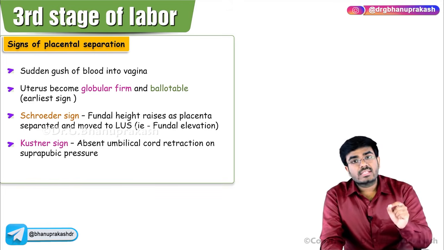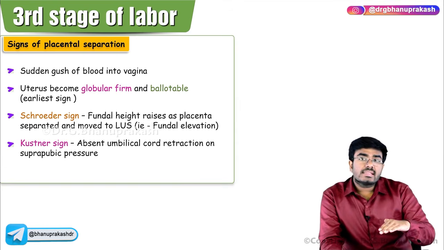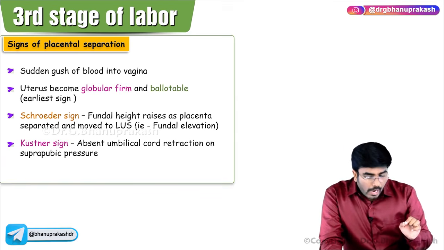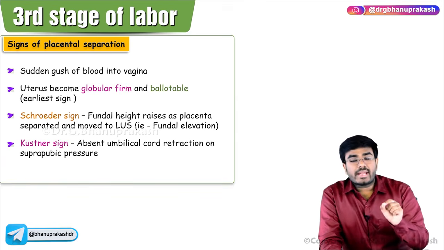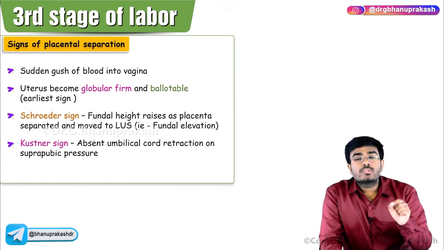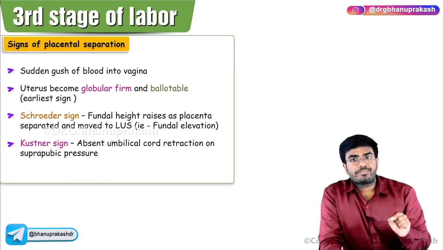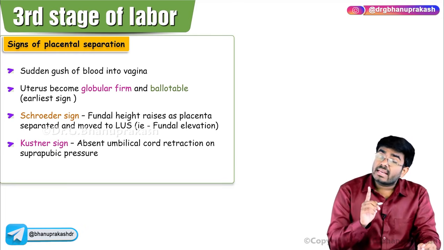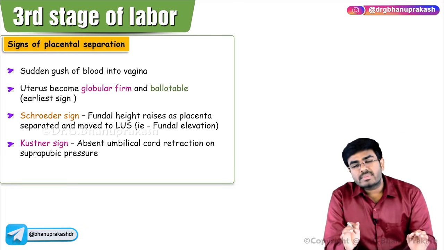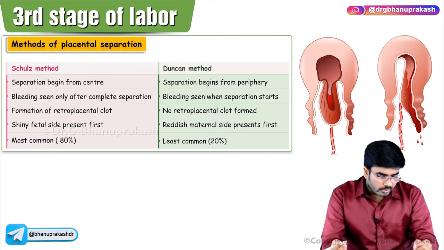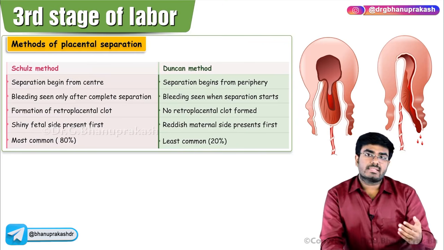What exactly is Schroeder's sign? Schroeder's sign is increase in the fundal height. What is Kushner's sign? Absence of umbilical cord retraction upon applying the suprapubic pressure. Both are signs of placental separation. Okay, what is the earliest sign? Uterus becomes ballotable.